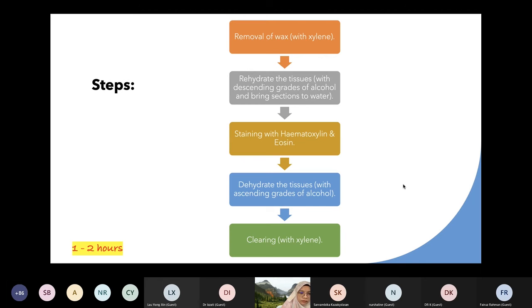So first, the tissue sections, the slides, will be immersed in xylene to remove the wax, and afterwards, rehydrate the tissues with descending grades of alcohol, and later bring the tissue sections to water. And then staining with hematoxylin and eosin will start. After it's completed, dehydrate the tissues with ascending grades of alcohol, and lastly, clearing with xylene. These whole steps usually take about 1 to 2 hours. But remember, when we have lots of slides to be stained, the time might double up.